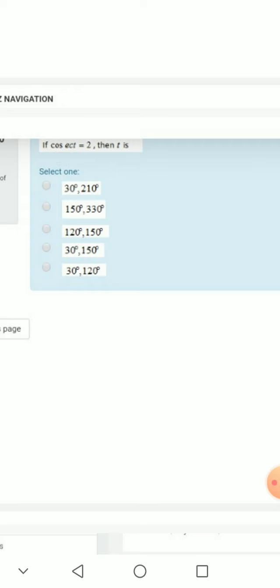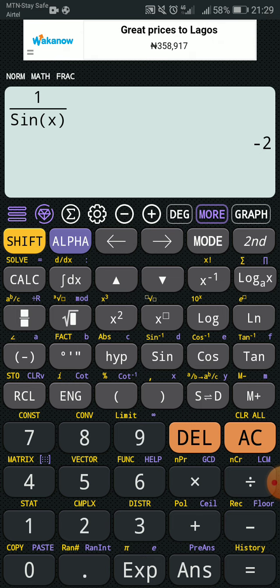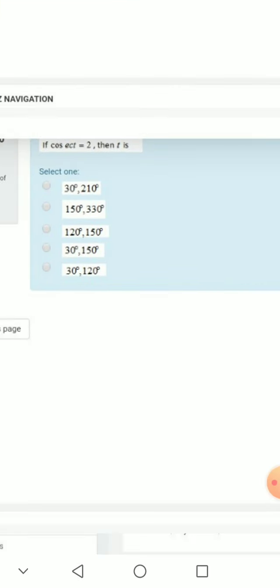So let's try 150 and 120 and see which will give us 2. So you can press equal to at this point. Try 150 equal to, 150 gave you 2. But let's try 120. Press equal to again. Okay, now we try 120 equal to 2 over root 3. So that means the answer is D, which is 30 degrees and 150 degrees, because they are the only ones that if we substitute into cosec t, we'll get 2.